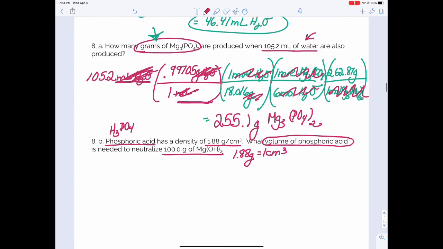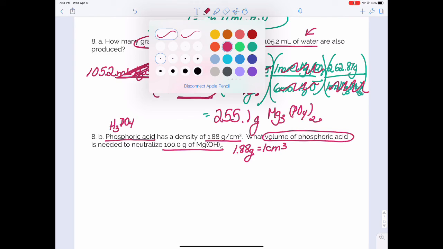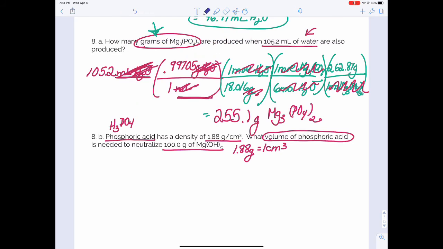See if you can do this problem on your own. So pause right here. Try this problem on your own, check your work, unpause, and see how you did.